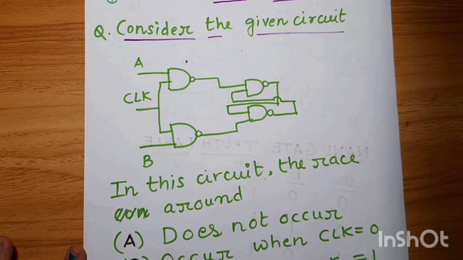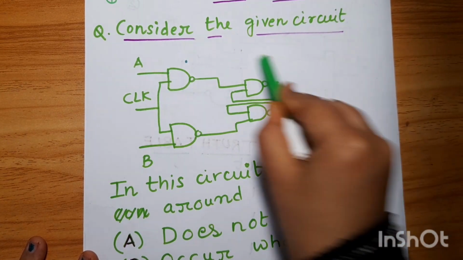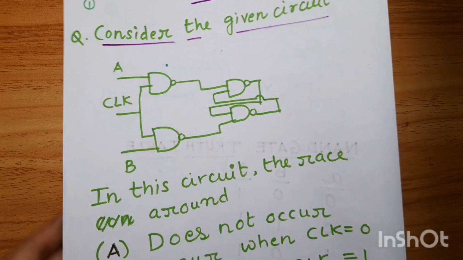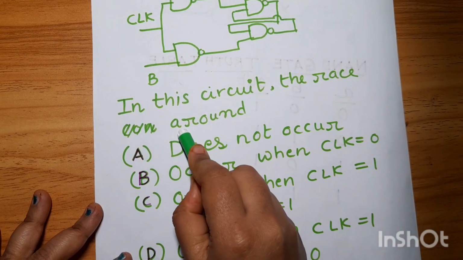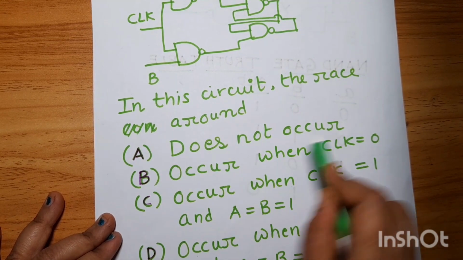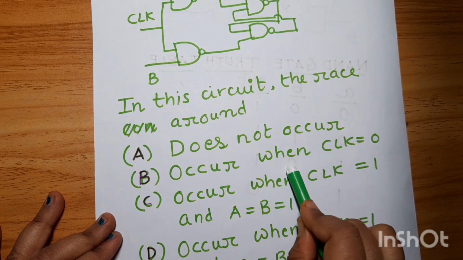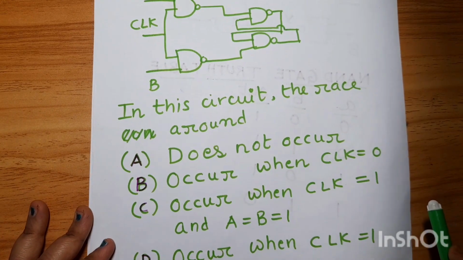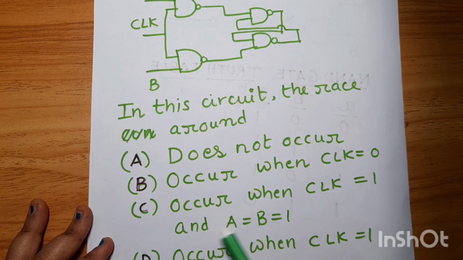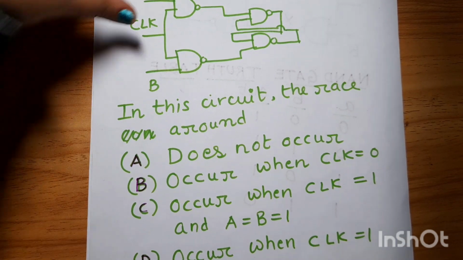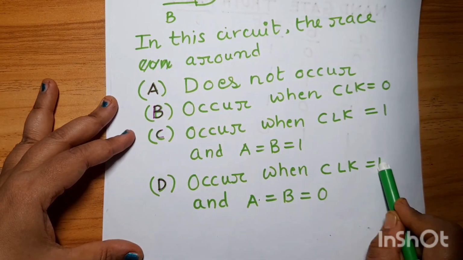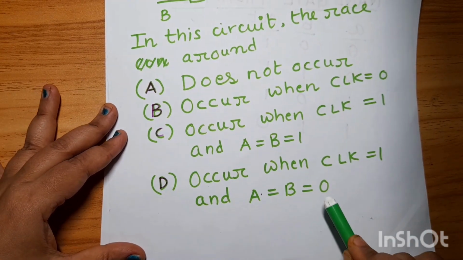So consider the given circuit. ओके, आपके पास एक सर्किट दिया हुआ है. Now in this circuit, the race around, there are 4 options. A: does not occur. B: occurs when clock is equal to 0. C: occurs when clock is equal to 1 and A and B is equal to 1. D: occurs when clock is equal to 1 and A and B is equal to 0.